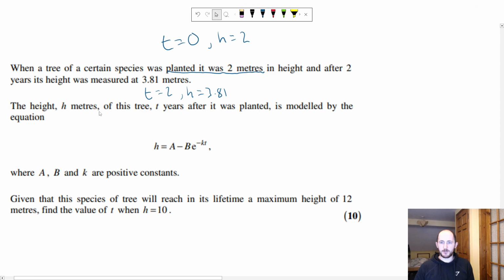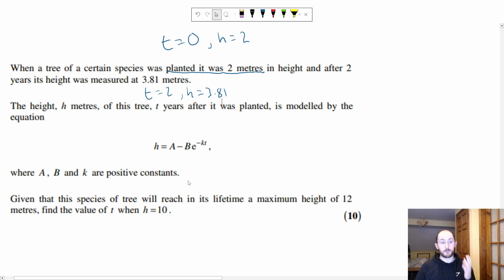The height h meters of this tree, t years after it was planted, is modeled by the equation h equals a subtract b e to the minus kt, where a, b, and k are positive constants. Given that the species of tree will reach, in its lifetime, a maximum height of 12 meters, find the value of t when h equals 10. This is what I mean by using logarithms: because t is in the exponent, we're going to use logs to rearrange that.